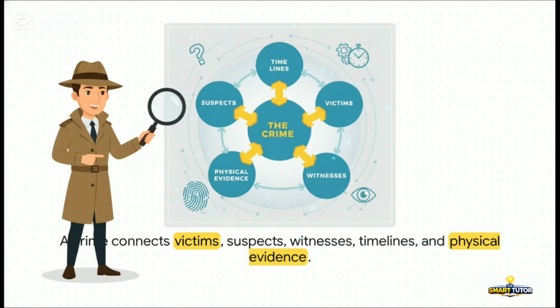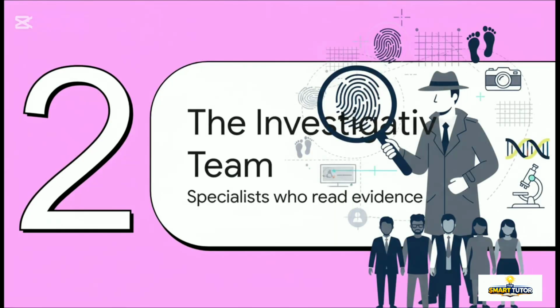I like to think of it like this. The crime is the center of a giant spider web. Everything, and I mean everything, connects back to it. You've got the victims, the suspects, what the witnesses saw, the timeline, and of course, all that physical evidence. The investigator's job is basically to trace all those sticky threads and find the links that show the whole picture. Okay, but who are these people who are actually reading this story?